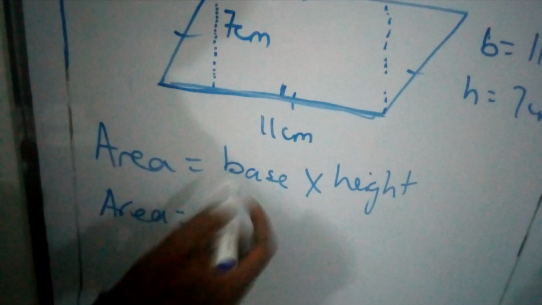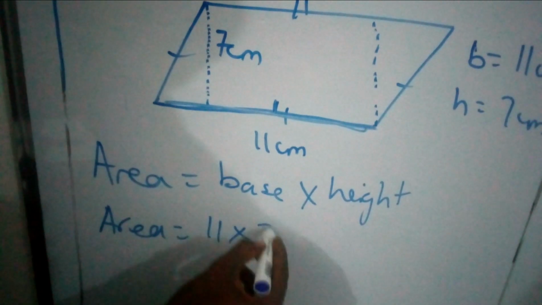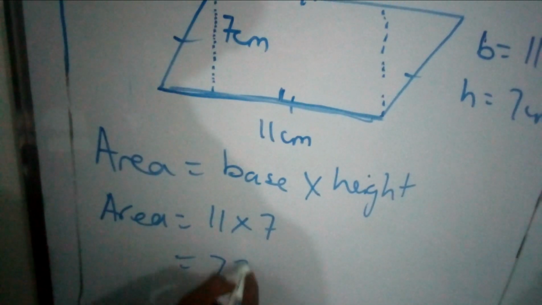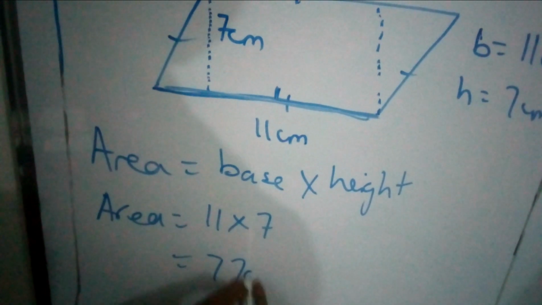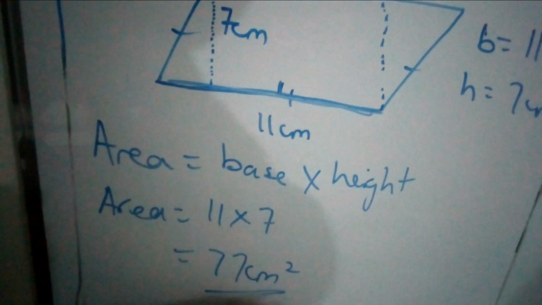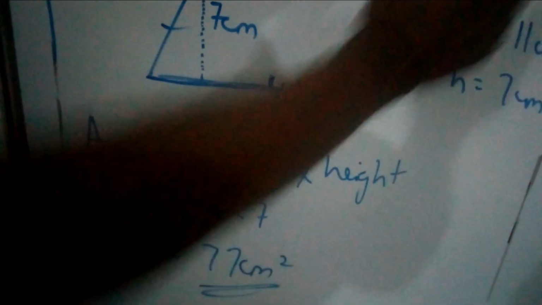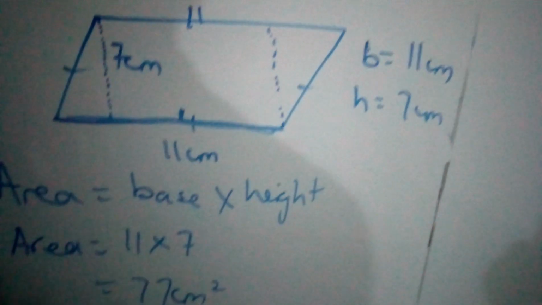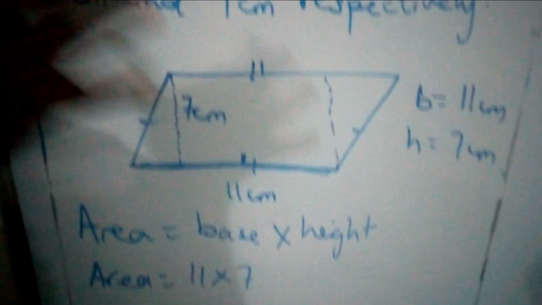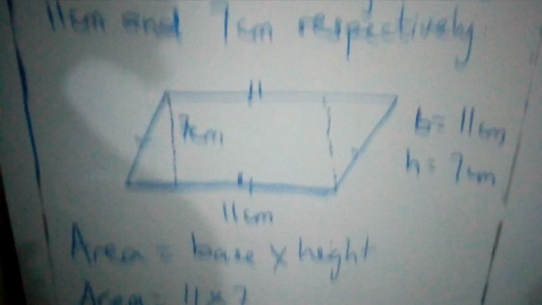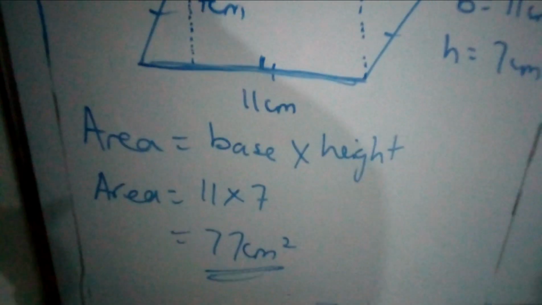Area gives you what? What's our base? 11. What's our height? 7. So our answer gives you what? 77 centimeters squared. Why is it squared? Because it is area. Why is it centimeters? Because my base and height are in centimeters. So the area of the parallelogram we're talking about here is 77 centimeters squared.